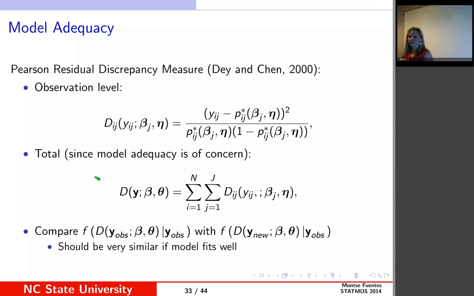So in our Bayesian setting, the way to compare different models would be to look at the posterior for this discrepancy from the data versus the predicted posterior. If we compare these two density functions, they should really be the same if we have a good model. So that's the bottom line. The predicted posterior discrepancy and the one from the data should be similar if we have a model that represents well the data that we have. So that's what we are going to do.